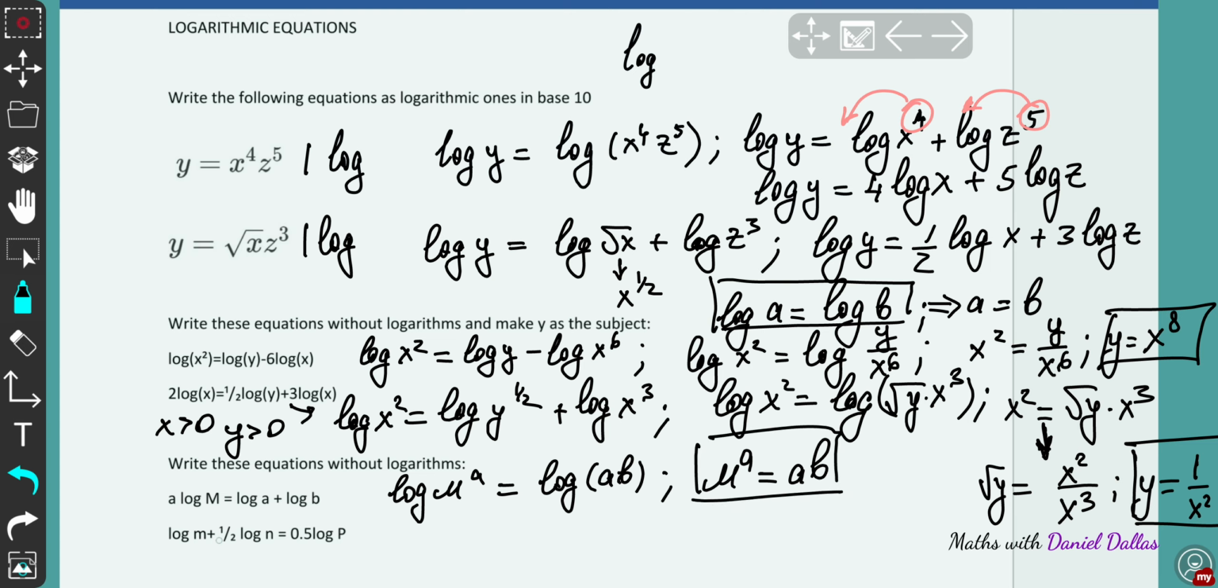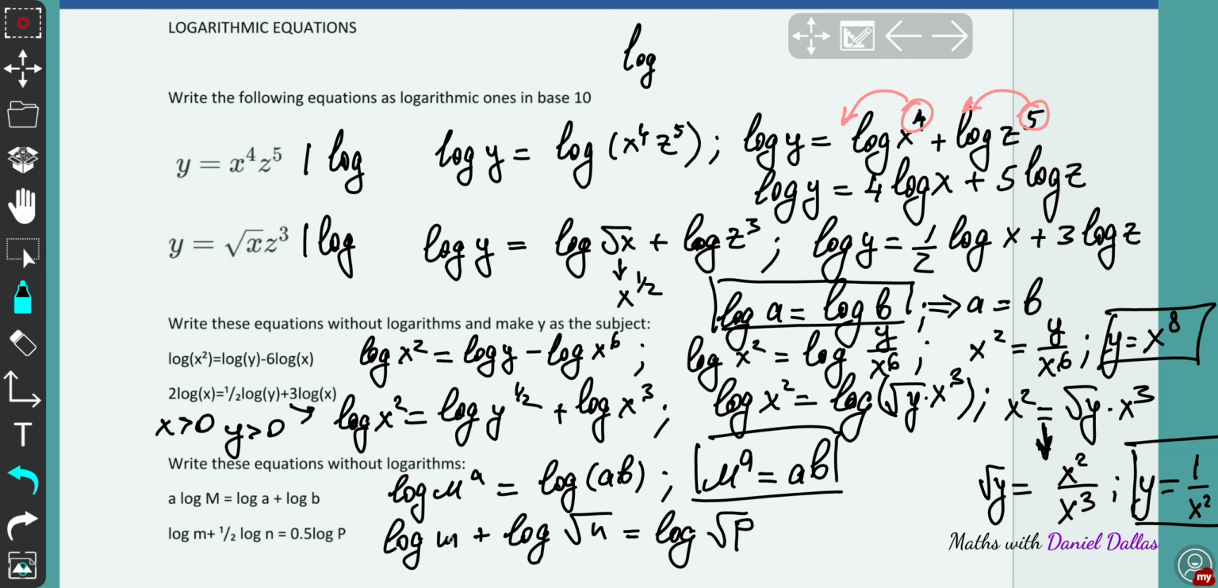Okay, so what about log m plus 1 over 2 log n? Let's try to do the same. So first we'll get log m plus log n with the power 1 over 2, but I'll write it as the square root of n. And on the right side, 0.5 log p. So 0.5 is going to be the power for p, but this is the same as 1 over 2. So we'll get log p to the power 1 over 2, but I would better write the square root of p, okay?